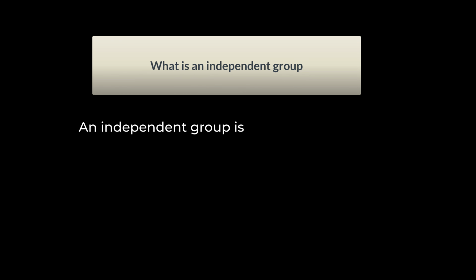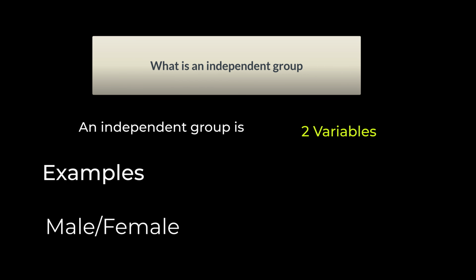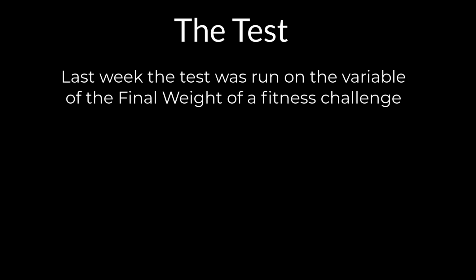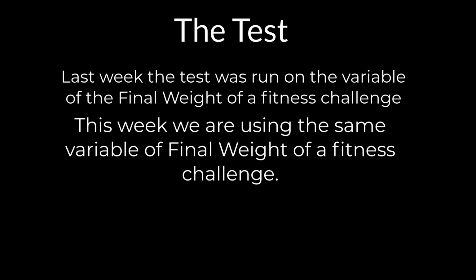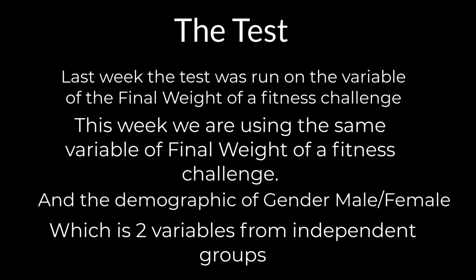An independent group is basically two variables that are independent from each other. Here are some examples: male, female, and yes and no. Remember last week, the test that was run was on a variable of final weight of a fitness challenge, and we looked at that one variable, that one sample t-test. Now this week, we're going to be using the same variable, final weight of a fitness challenge, and the demographic of gender, male, female, independent groups.